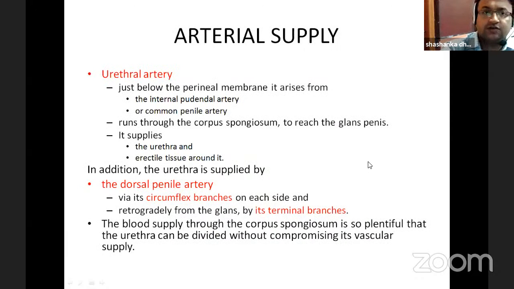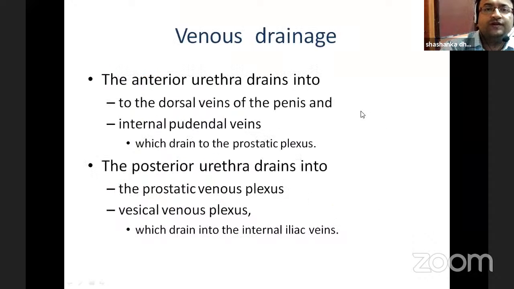Arterial supply, so there's a urethral artery just below the perineal membrane, arises from the internal pudendal or the common penile, runs through the spongiosum to reach the glans, supplies the urethra and the erectile tissue. In addition, it may be supplied by a branch from the dorsal penile artery via the circumflex branch, and retrogradely from the glans by terminal branches. So blood supply, antegrade as well as retrograde. Venous drainage, anterior urethra drains into the dorsal vein of the penis and internal pudendal veins which drains into the prostatic plexus.